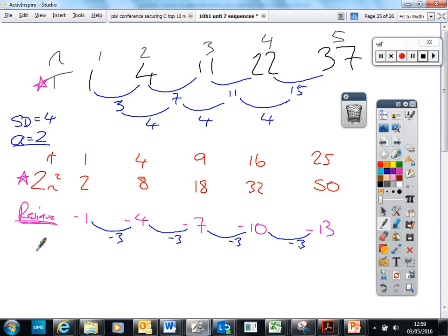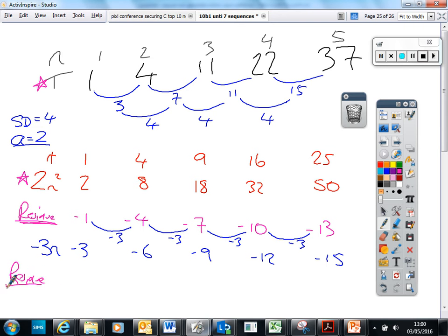So that tells us to try minus 3n. This is the next part of our quadratic. 2n squared minus 3n. We're very nearly there. So we work out the minus 3n row: minus 3, minus 6, minus 9, minus 12, minus 15. And we look for the final residue here.